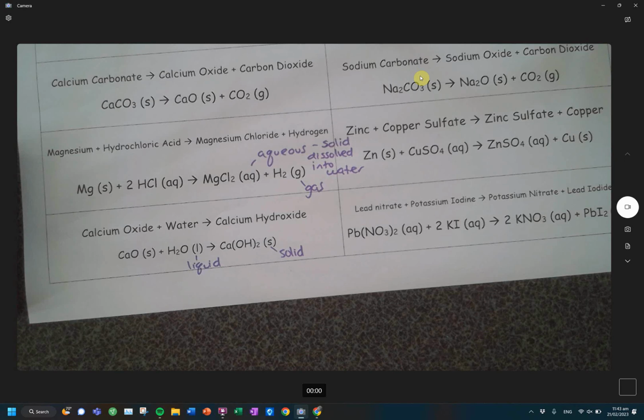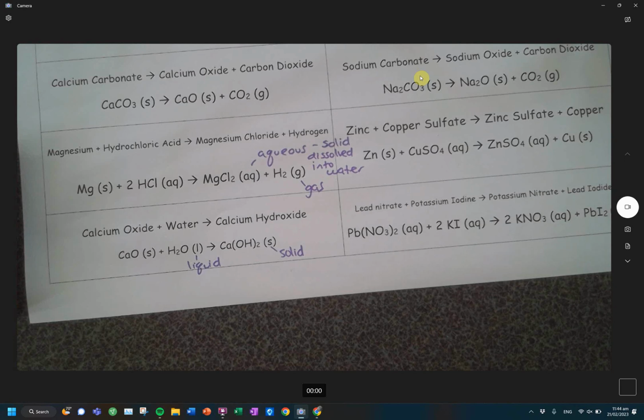So if you want to note in your notebooks, the symbols S equals solid, G equals gas, L equals liquid, AQ equals aqueous. More can just be in your brain. Or you can just write solid, liquid, gas. That's all it is.